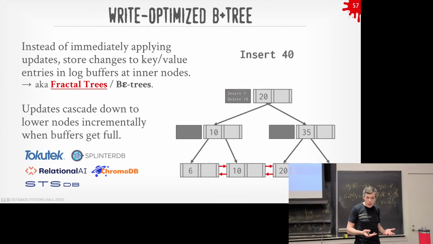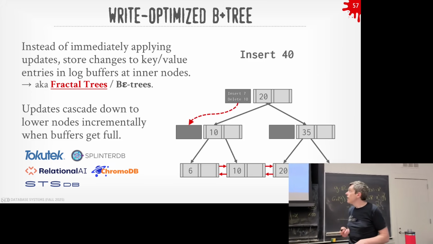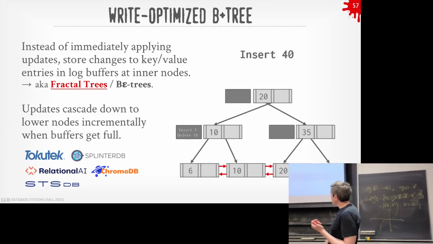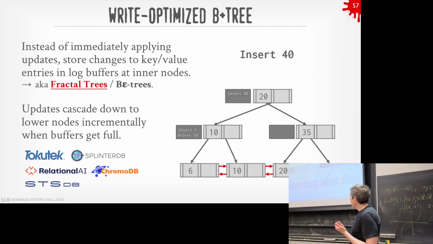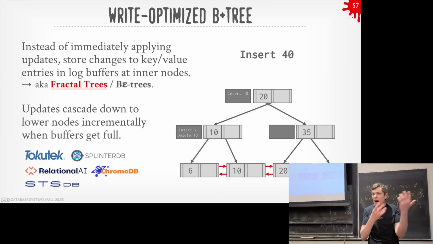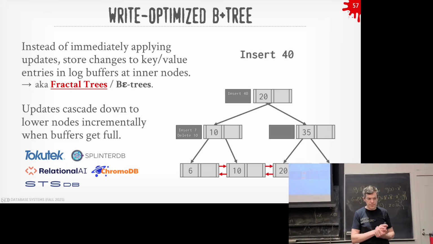So what happens is when the mod log does get full, like I want to insert 40, now I don't have any more space in the mod log in my root node. So then I've got to propagate the changes down, right? And whether you just go one level down or all the way down depends on the implementation. So this is kind of getting the benefit of the log structured merge tree, but in the context of a B tree. So you're kind of blending the best of both worlds.